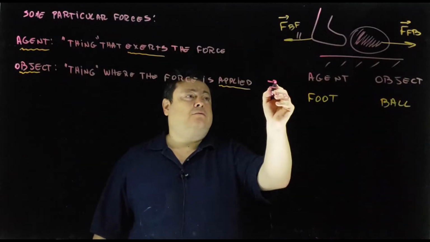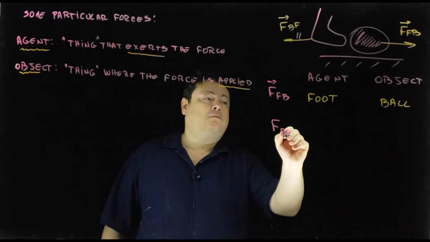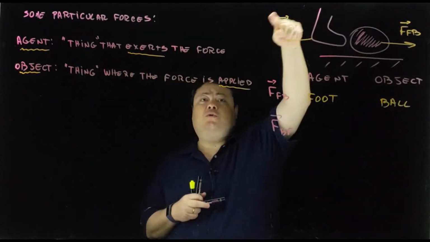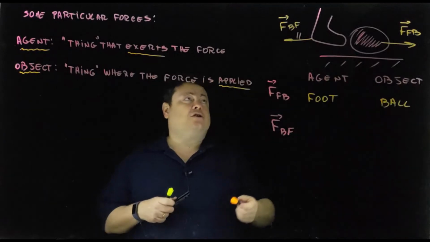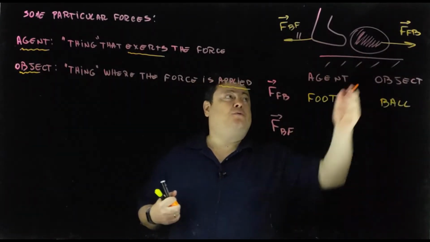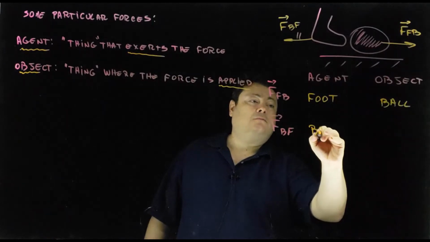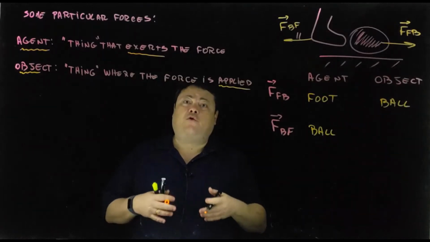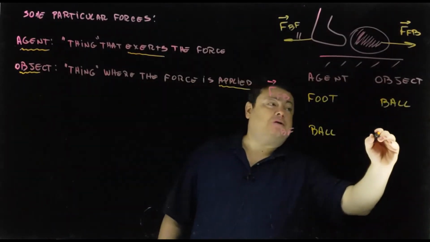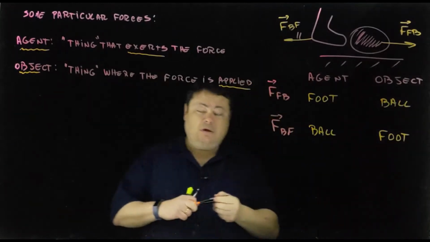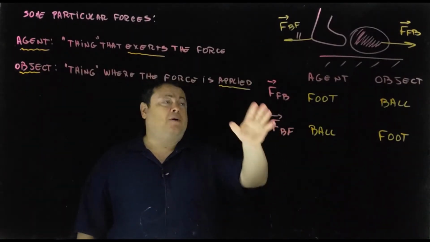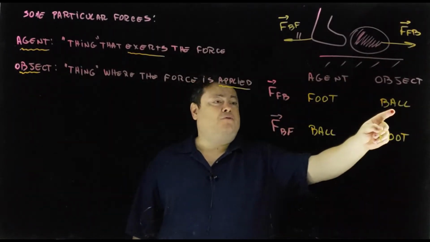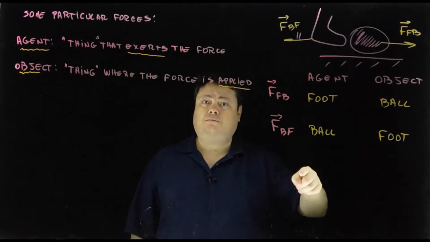For the reaction force, the force of the ball on the foot, I'm talking about this force here now. Well, the agent of the force of the ball on the foot is now the ball, because it's the ball that is acting back on the foot. And the object where the force is applied is the foot. As you can see, when we talk about agent and object, for the action force and the reaction force, they reverse roles. Okay?